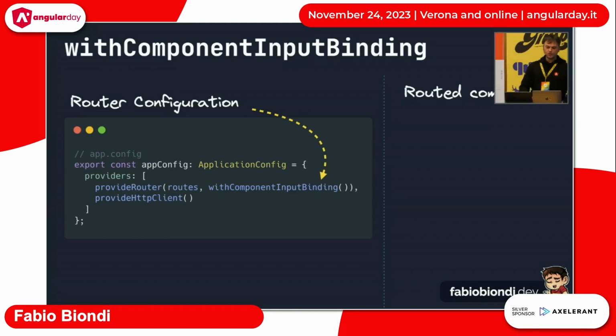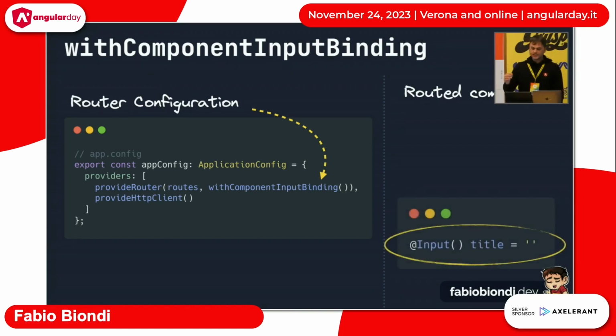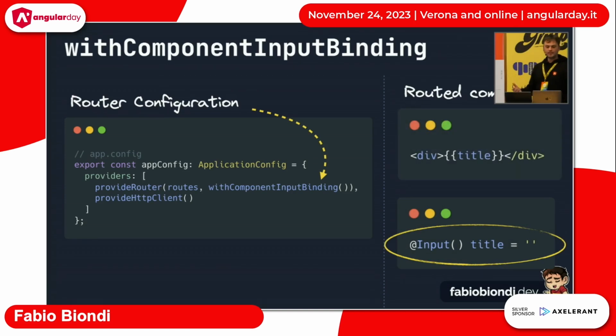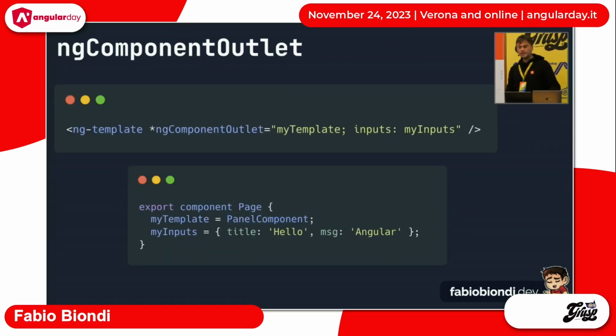But now we can also define in the provider router a new option called withComponentInputBinding, and we can simply use an Input decorator in the routed component. That component that is defined as routed. So we just need an input. Very, very easy. Another interesting improvement, because this feature already existed in the past, is ngComponentOutlet that allows you to dynamically create an instance of a component.